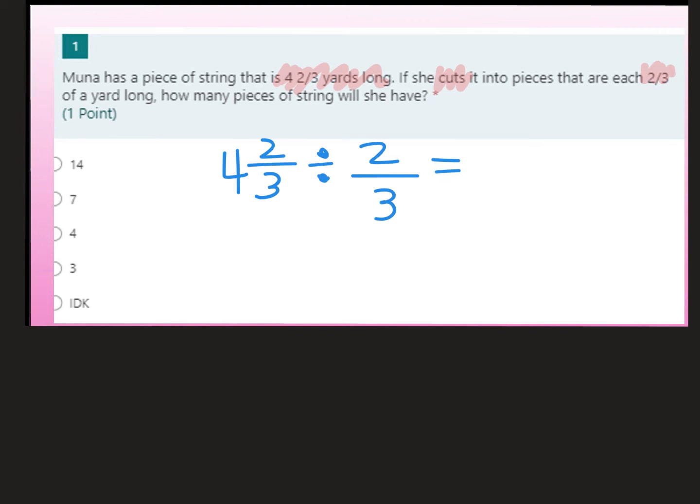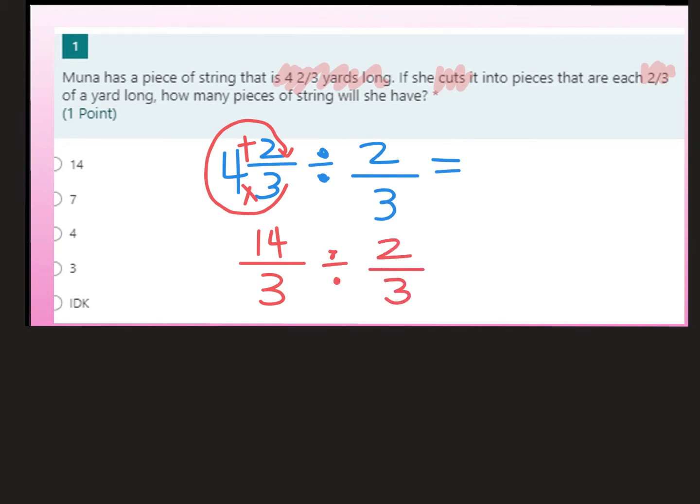First things first, we have to get rid of that mixed number and make it an improper fraction. Remember our cartwheel method. So we multiply, we add, cartwheel around. 3 times 4 is 12, plus 2 is 14. Keep your denominator the same. Bring down the rest of the problem because 2/3 is already a good fraction.